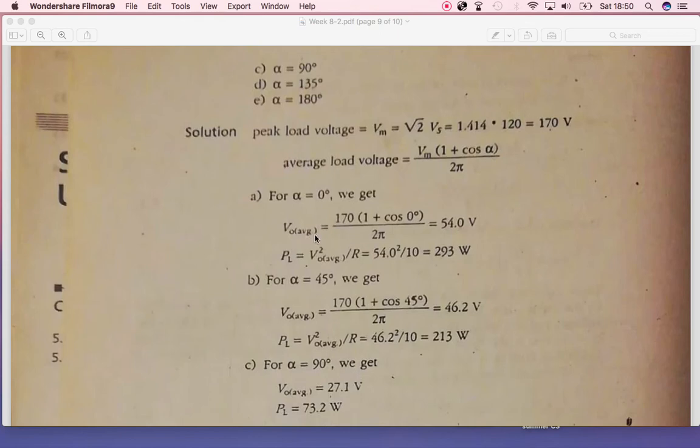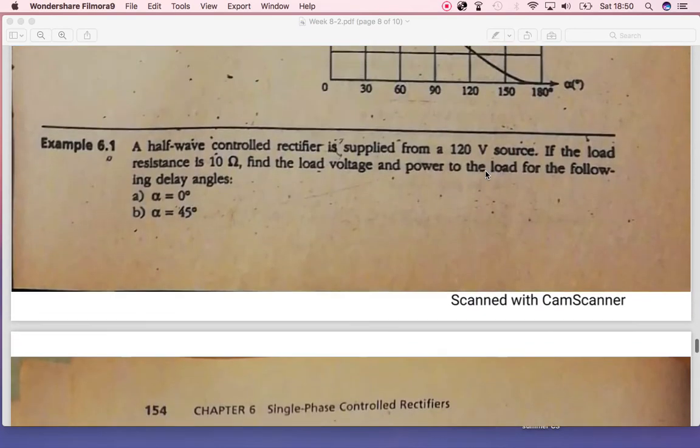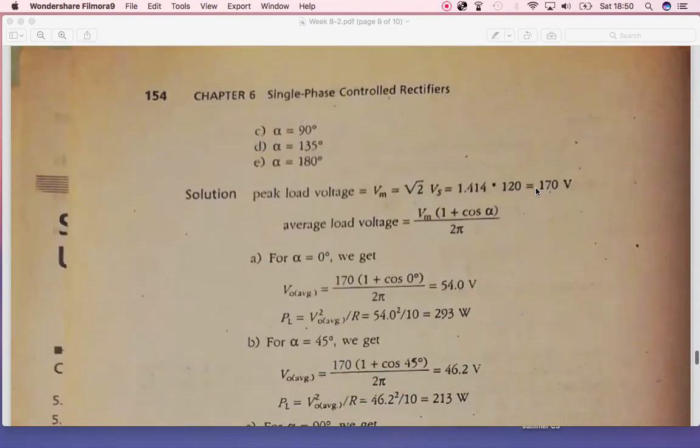So to calculate the V naught average, we have to put Vm over here. To calculate the Vm, we have this formula where we multiply this entity with the source voltage, which is already given to you, 120 volts, and when we multiply it with this we get the desired Vm voltage, and from that Vm voltage we can calculate the average load voltage with that formula.